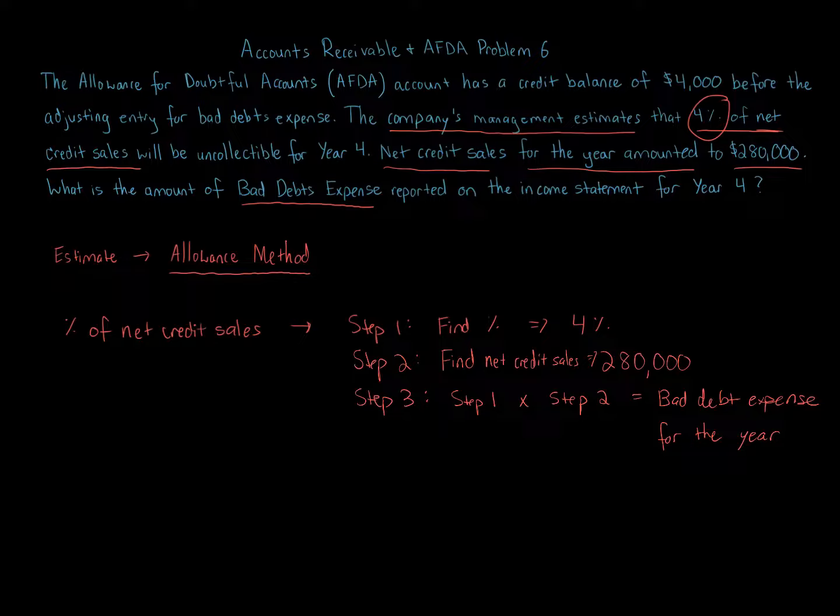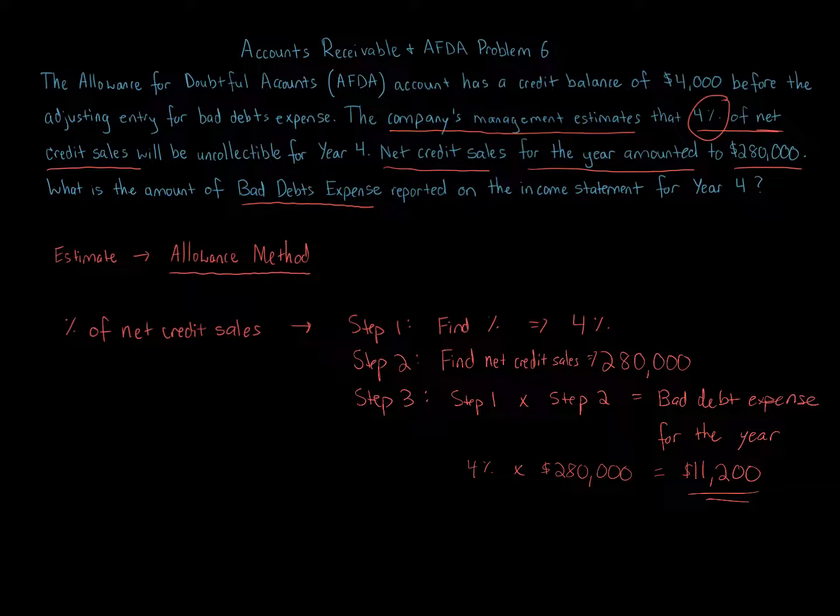So step 1 was 4%. Step 2 is $280,000. We multiply those two numbers, and we get $11,200. So the answer, what is the amount of bad debts expense reported in the income statement for year 4? $11,200. And we're going to increase the allowance for doubtful accounts. That reserve account, that allowance account, is going to increase by that amount. So our bucket goes up by that amount.